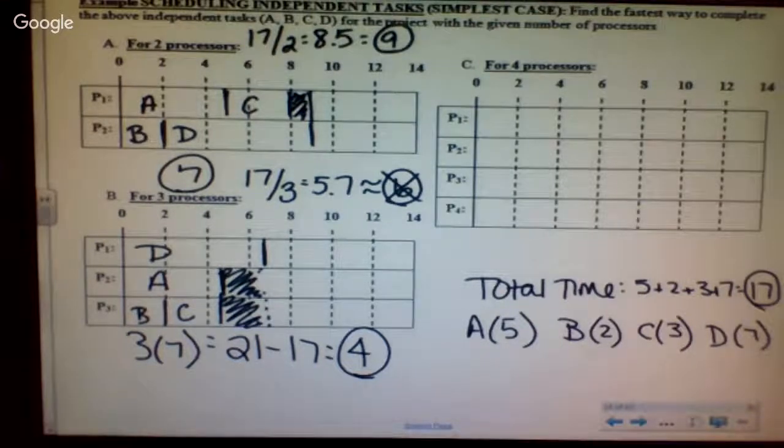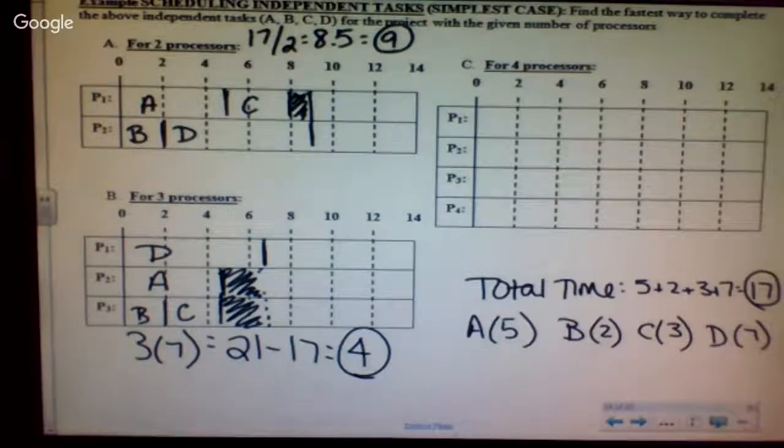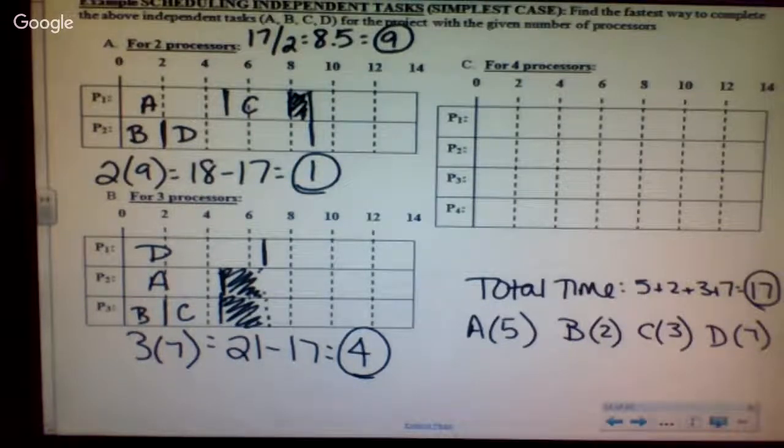Notice I blocked off 2 hours here and 2 hours here. So that was 4. It's a total of 4 hours between everybody? Yep. Total idle. So I can even come back up here to this one. I have 2 processors and they each worked 9. So 2 times 9 gives me 18. They worked a total of 18 hours. Well, it only takes 17 hours to do all the tasks. So I should have 1 hour of idle time. Okay, so you can find your idle time without actually drawing your picture.